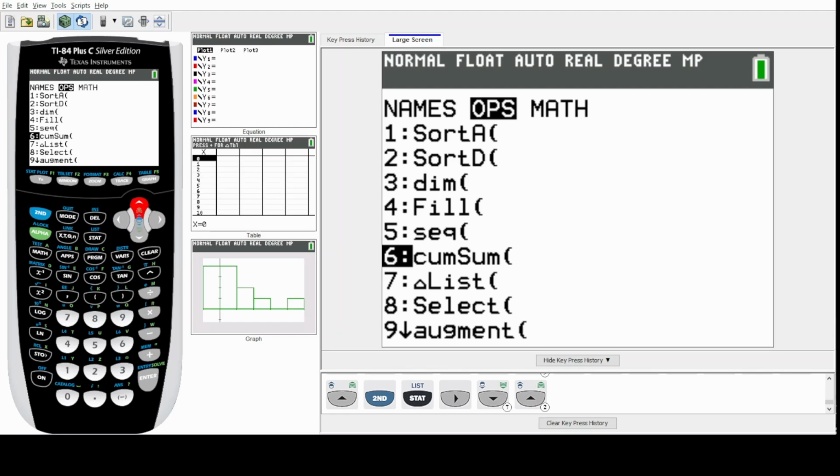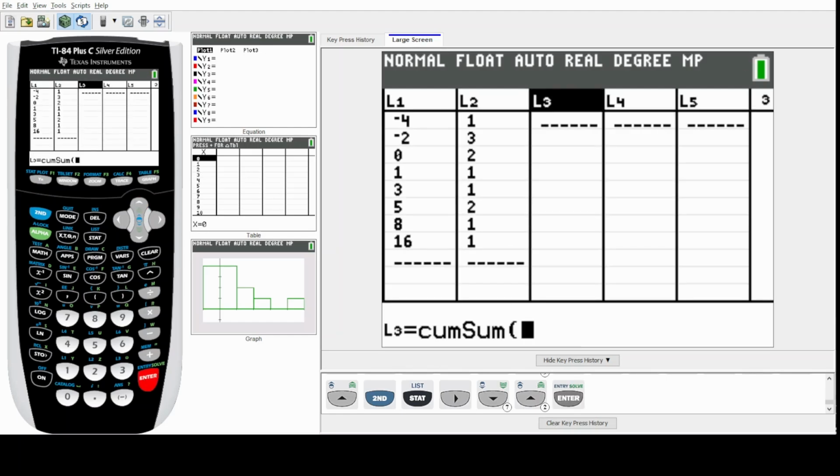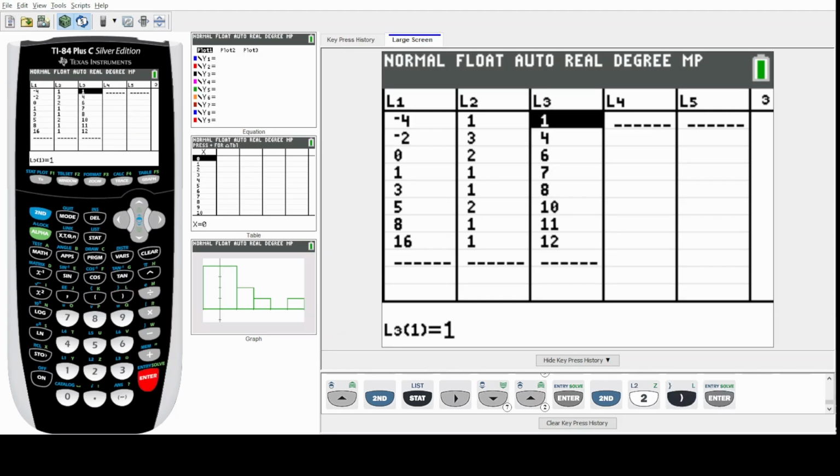Okay. So I'm on cumulative sum and I'm going to go enter. And so you can see down at the bottom, it's saying list 3 equals the cumulative sum of something. And I'm going to say L2. That's what I want. Close my bracket, enter, and it populates this list with the cumulative sum. Okay, so you don't have to actually calculate it yourself.